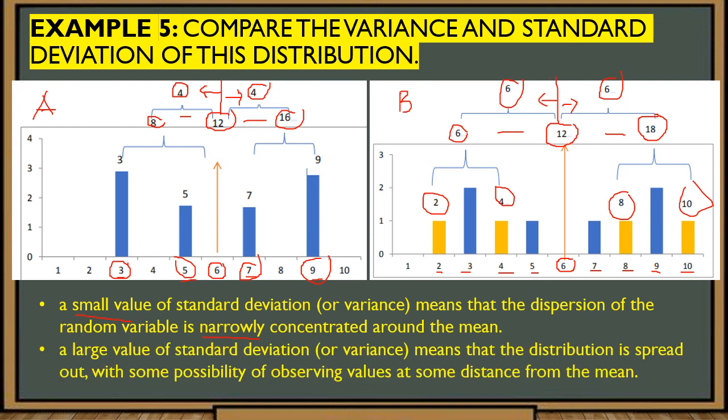A large value of standard deviation or variance means that the distribution is spread out, meaning maantad siya, malayo siya sa mean, with some possibility of observing values at some distance from the mean. Comparing the two, in letter B we have a large value, meaning the distribution is spread out compared to letter A, because the dispersion in letter A is narrowly concentrated around the mean. So that is how you compare the variance and standard deviation of two distributions. I hope you get that.